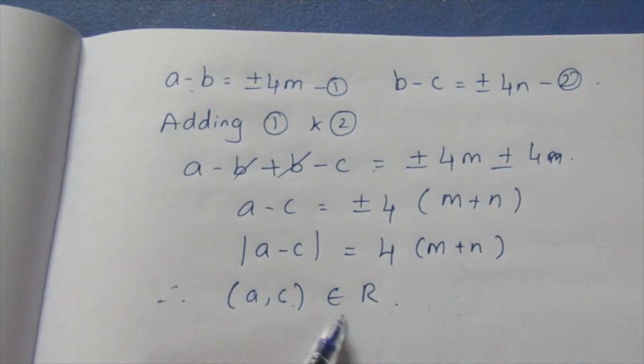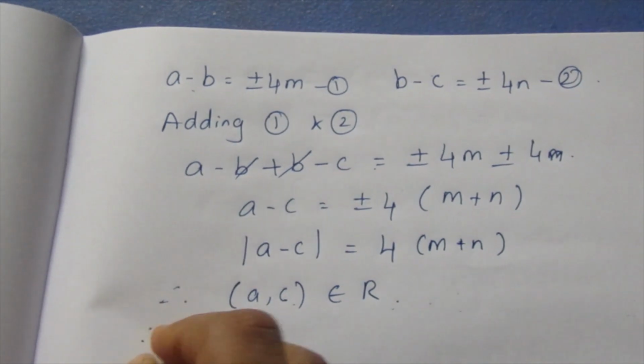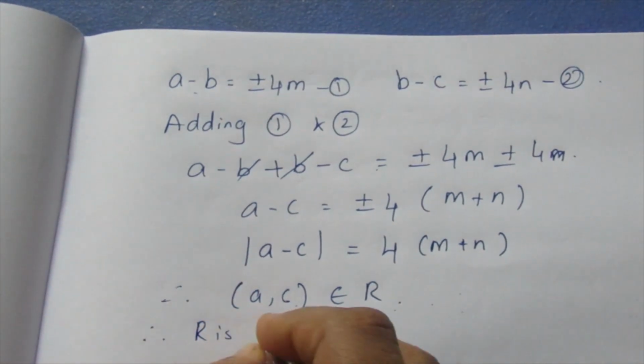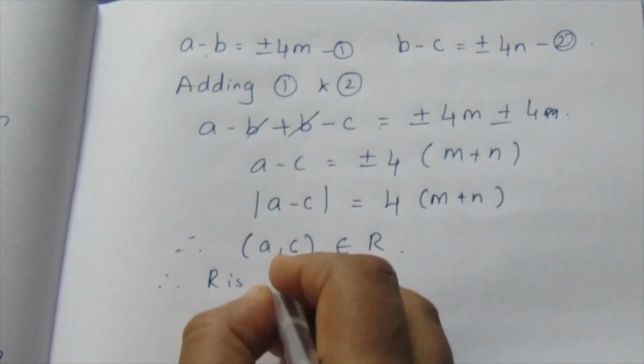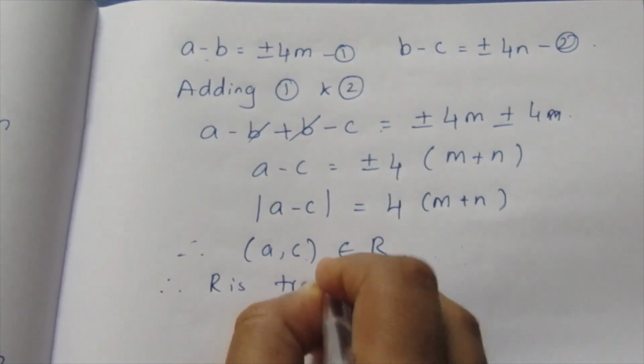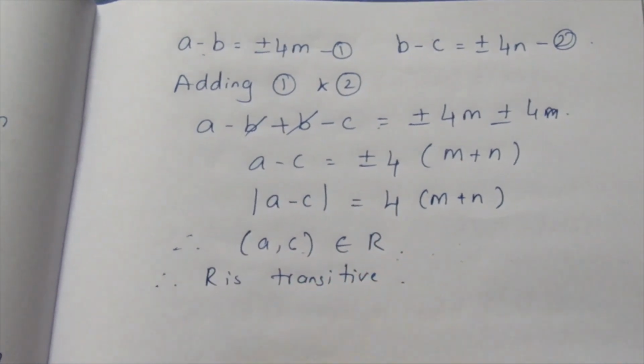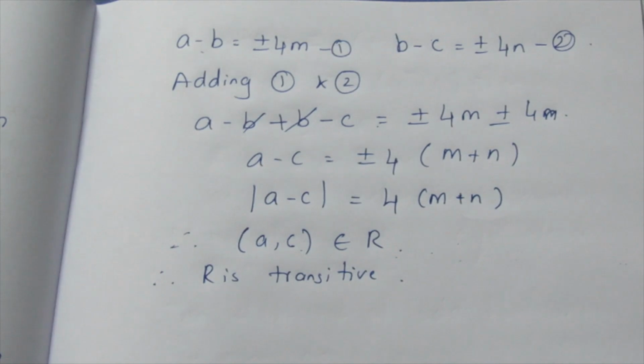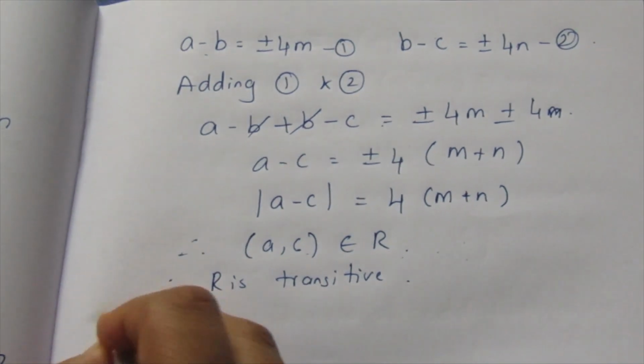So according to this, as we got this, we know that R is transitive. Now R has become transitive. We'll move on to the second subdivision.